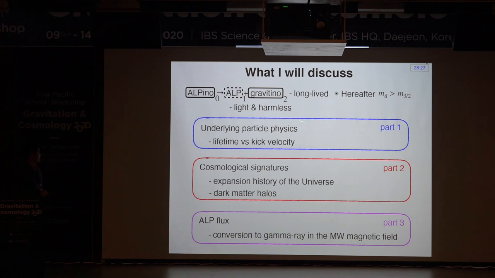Let me explain a bit more about the particle physics side of this decaying dark matter model. But I don't think many of you are interested in this particle physics side, so I will only cover it briefly. And in the second part, I'll explain the cosmological signatures of this decaying dark matter. And I will introduce motivations to consider the decaying dark matter model.